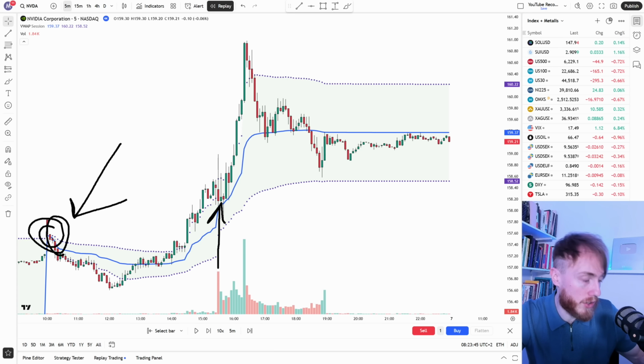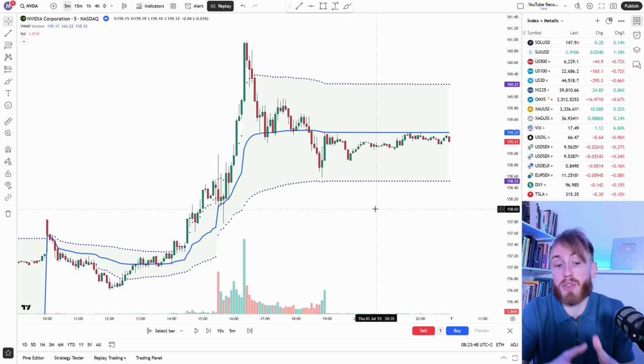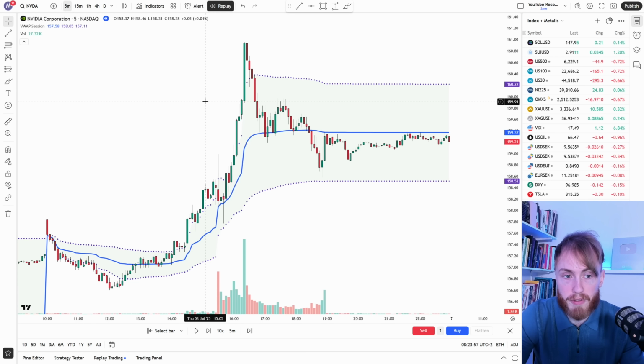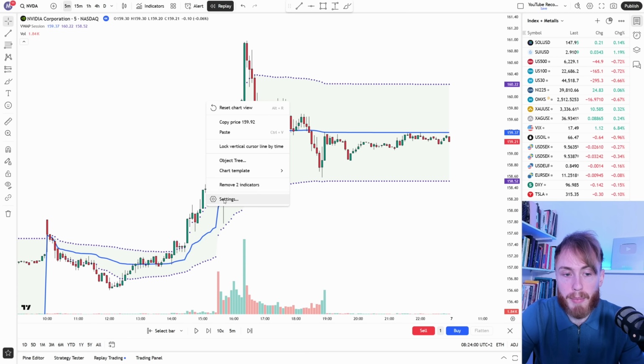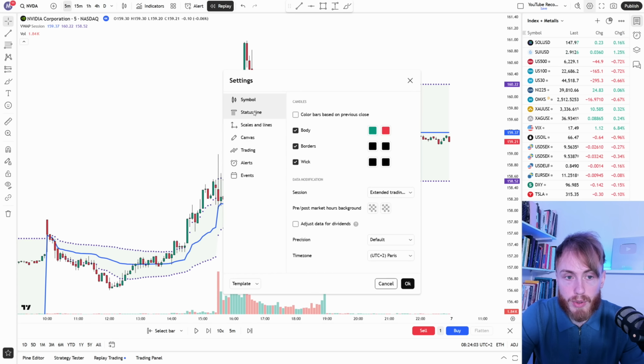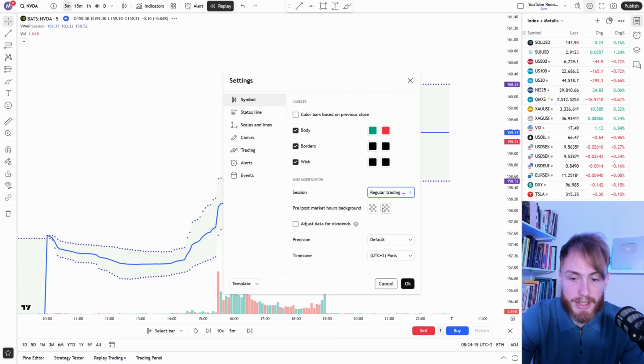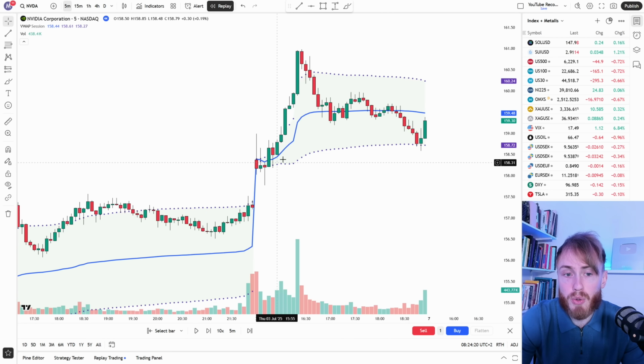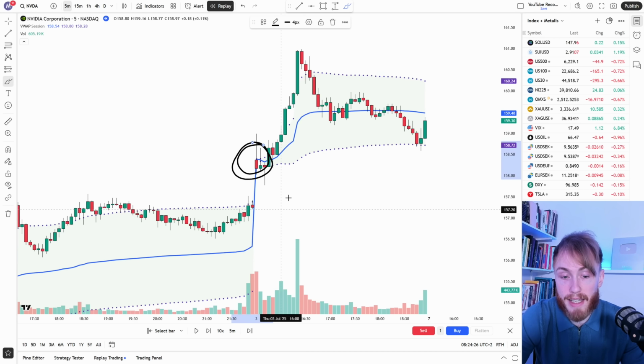The easiest way I know of to change this so that you only get the real trading hours is to change the settings of the chart itself. You right click here, go down and press settings. Then you navigate to where it says symbol, and you go down to where it says session, and now you can see that I have extended trading hours included. But if you switch here to the regular trading hours and press OK, then you can see that the VWAP automatically changes to the actual trading session. So now the VWAP starts automatically where the real day starts.